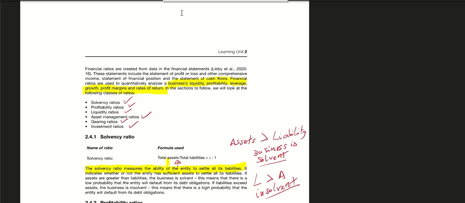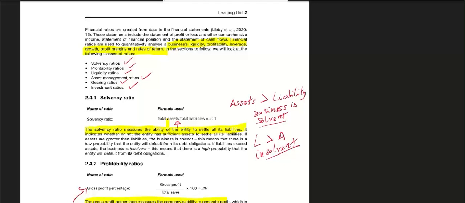So let's go straight into solvency ratio. And you have one that is quite important: the total asset divided by the total liability. What we want to find out here is if the company is able to settle all its debts or liabilities with the use of the total asset. So it's quite significant. If that's the case, then we would say that the business is solvent. And if that's not the case, if the liability is greater than the asset, then the company is insolvent.